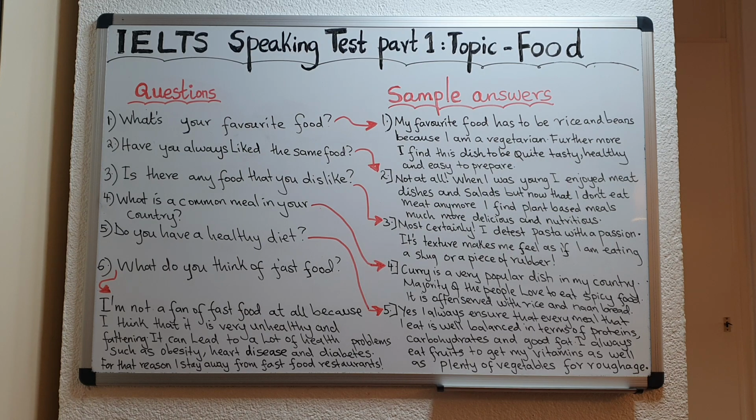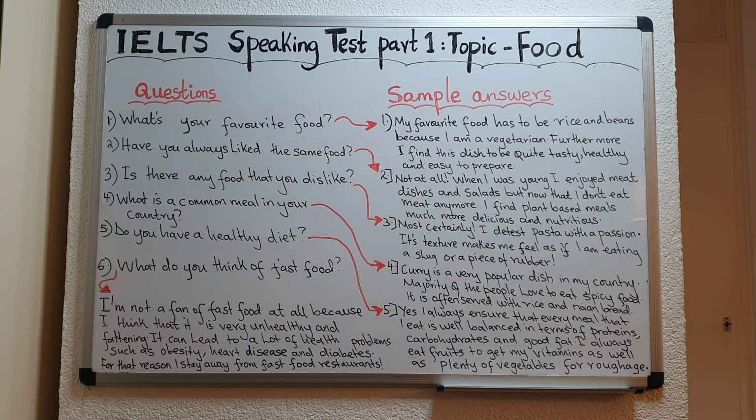So when the examiner asks, do you have a healthy diet? You can say, yes, I always ensure that every meal that I eat is well balanced in terms of proteins, carbohydrates, and good fat. I always eat fruits to get my vitamins as well as plenty of vegetables for roughage. Yes, I always ensure that every meal that I eat is well balanced in terms of proteins, carbohydrates, and good fat. I always eat fruits to get my vitamins as well as plenty of vegetables for roughage.